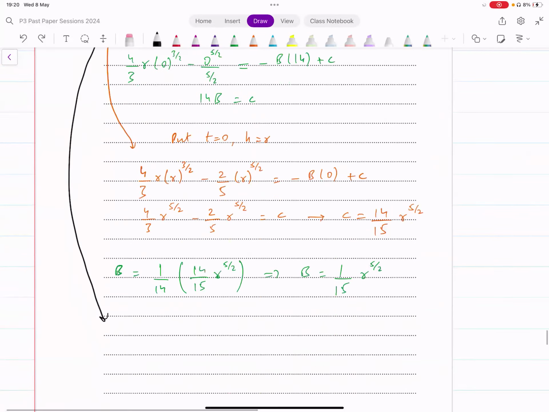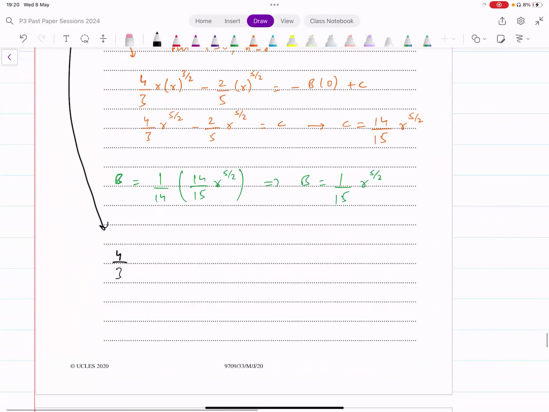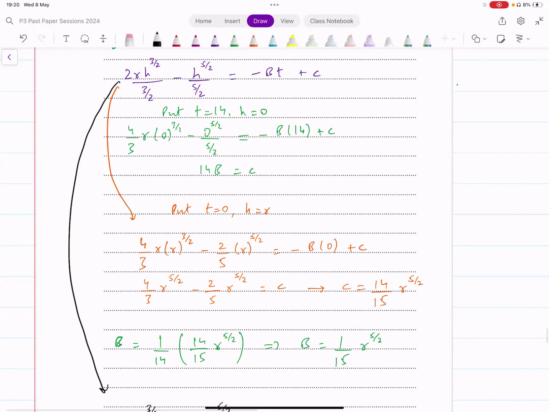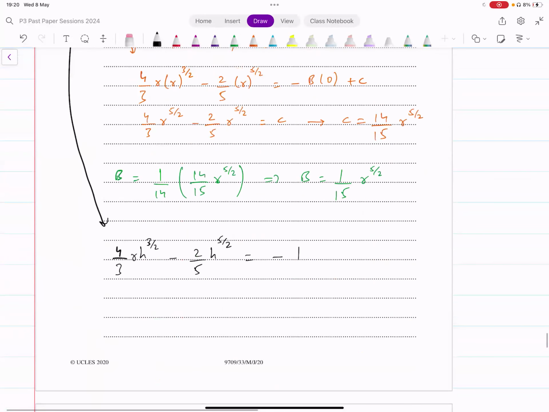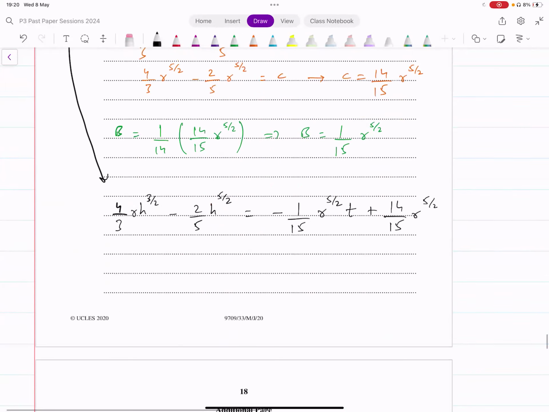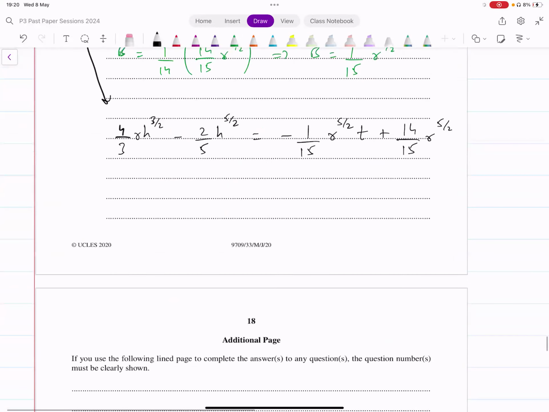Again, I'm writing 2 in the numerator. It becomes 4 over 3 r h raised to the power 3 over 2 minus 2 over 5 h raised to the power 5 over 2. On the other side, you have minus B. B is now known. That's 1 over 15 into r raised to the power 5 over 2 times T plus C. C is 14 over 15 r raised to the power 5 over 2. You just have to make T the subject now.